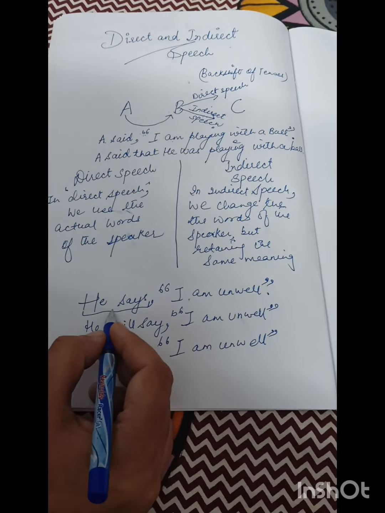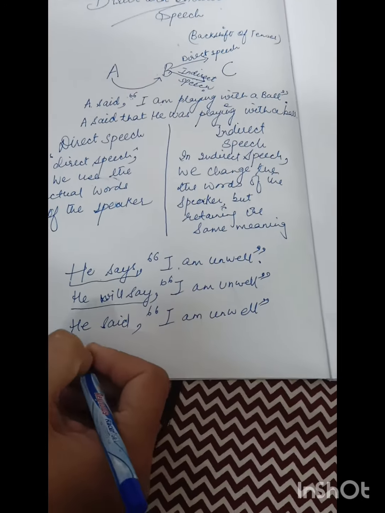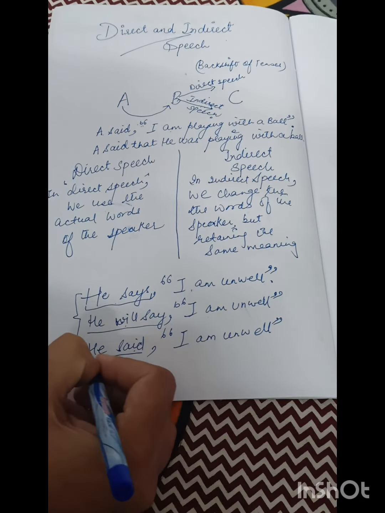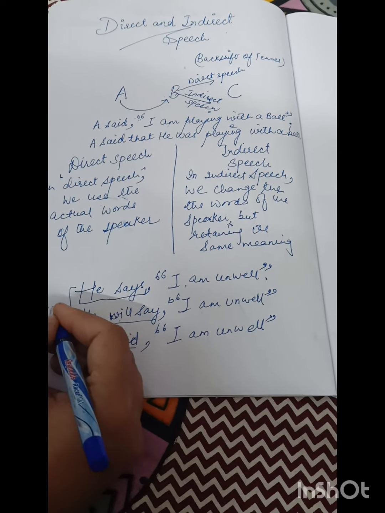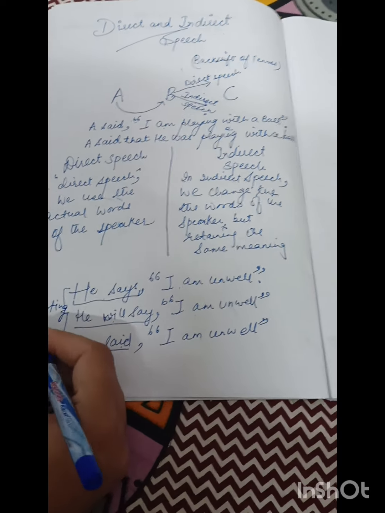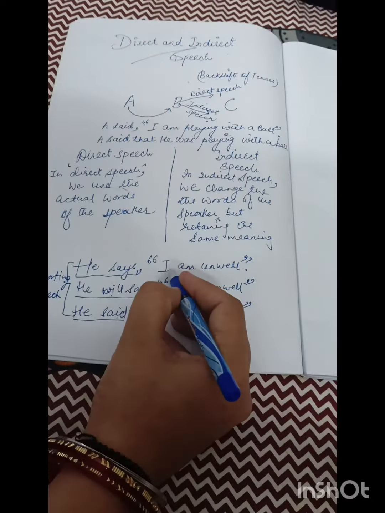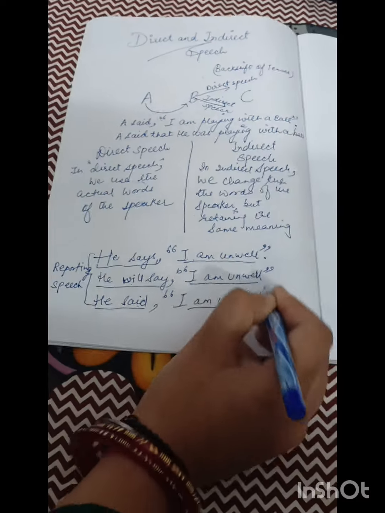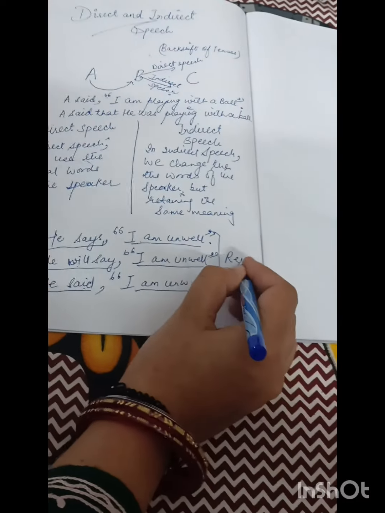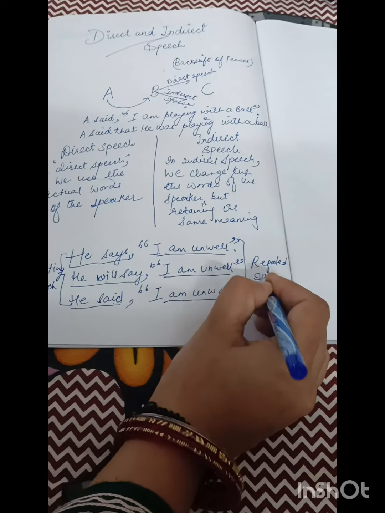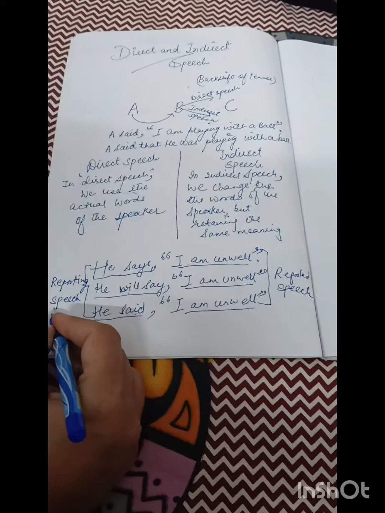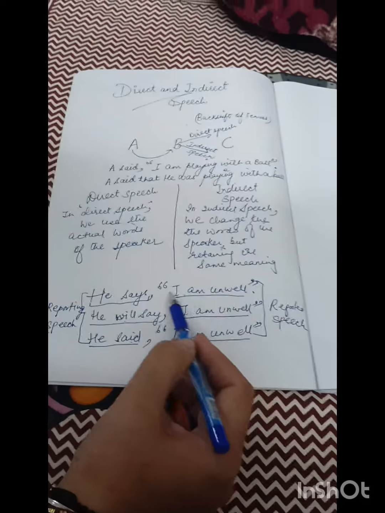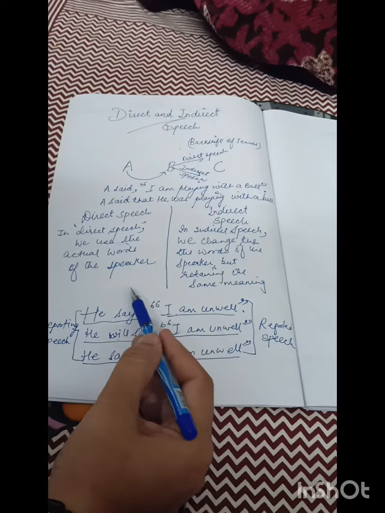He says, he will say, he said. These three are reporting speech. And whatever is being conveyed further, these words are called reported speech. Reporting speech and reported speech. The ones which are in inverted commas are called reported speech. The person who is conveying is the reporting speech.